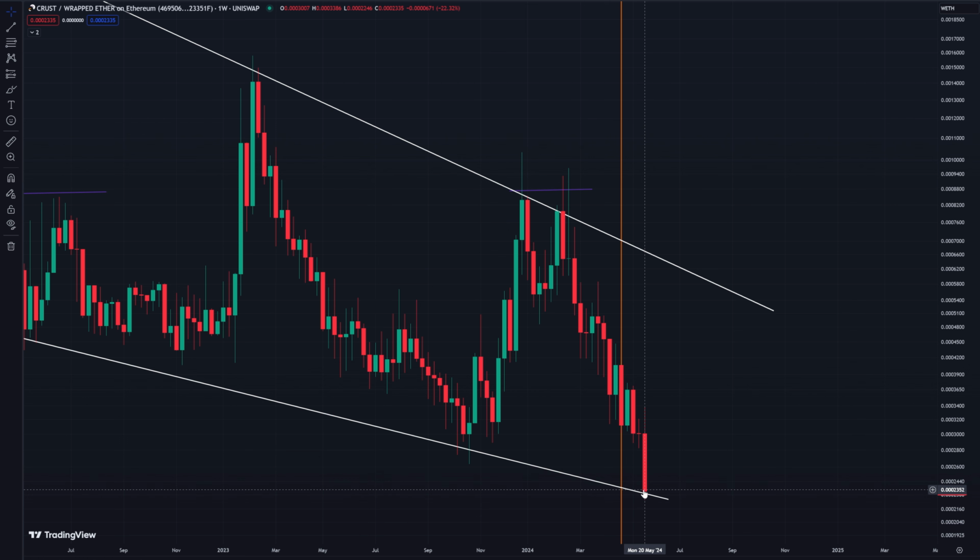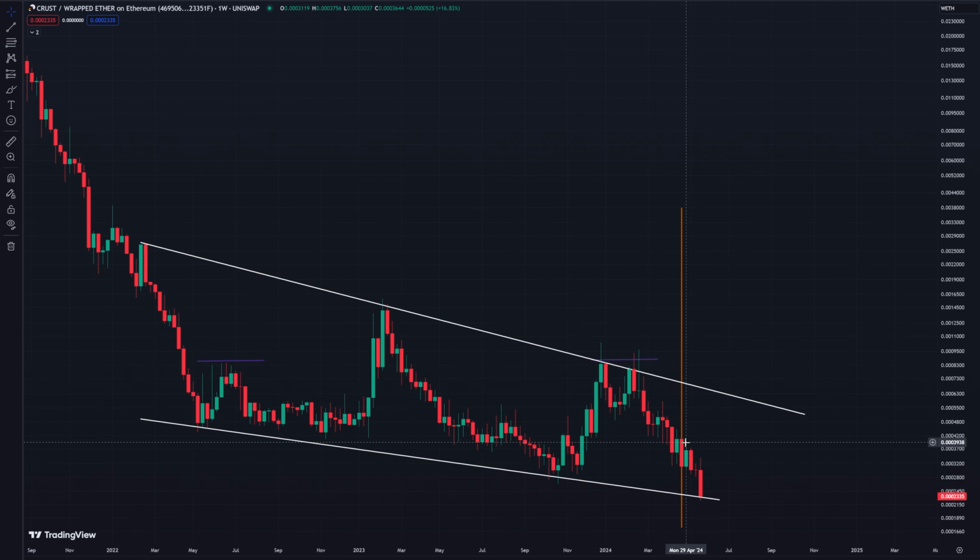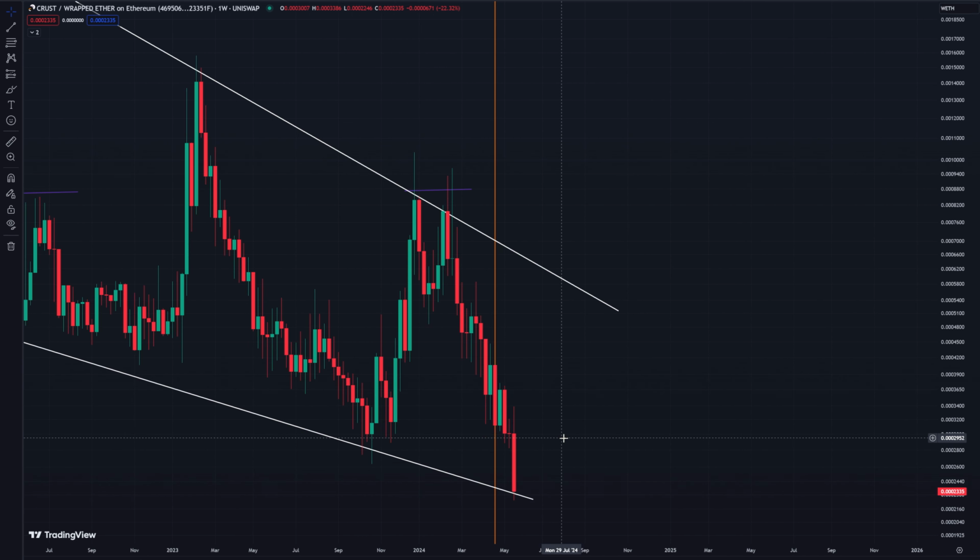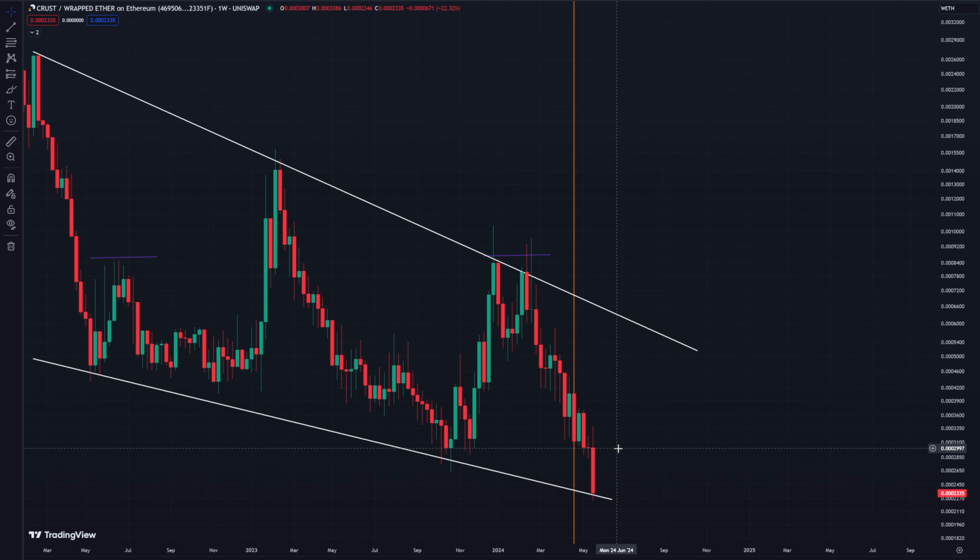So if you're holding Ethereum and you're thinking about moving that Ethereum into Crust, this could be a good time. You might want to hold on for a little longer. Again, it's however you interpret this graph. Some people will see opportunity, some people will see dead altcoin. I don't think the coin is dead.